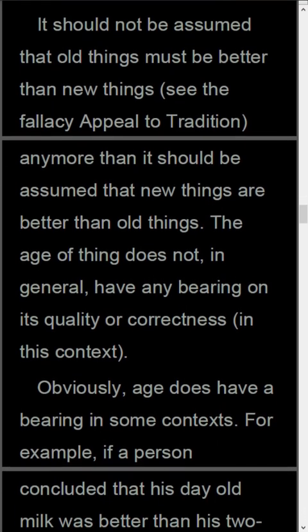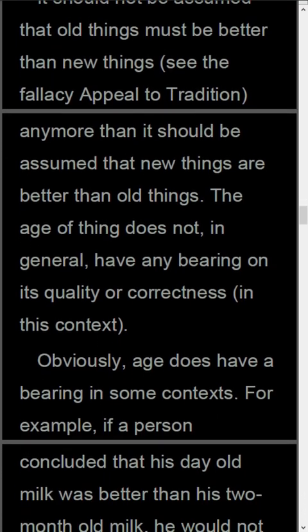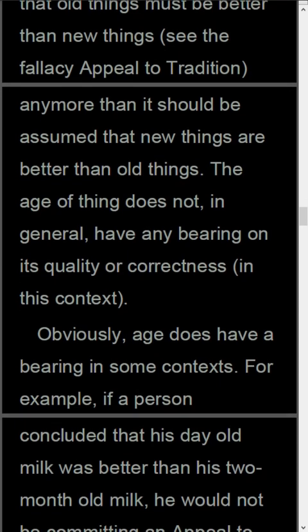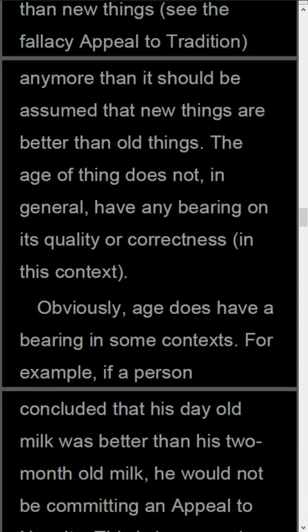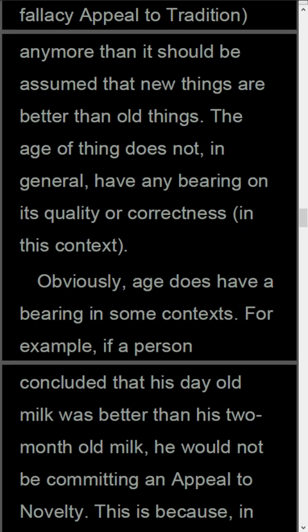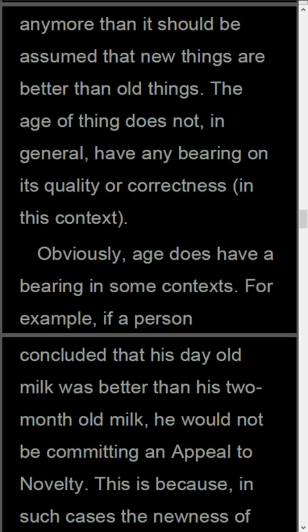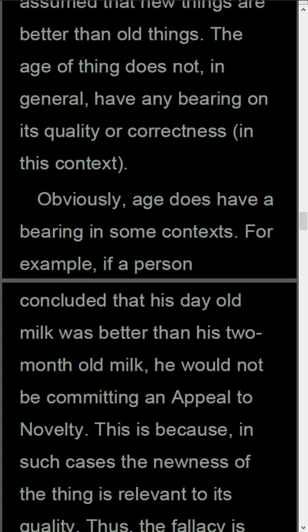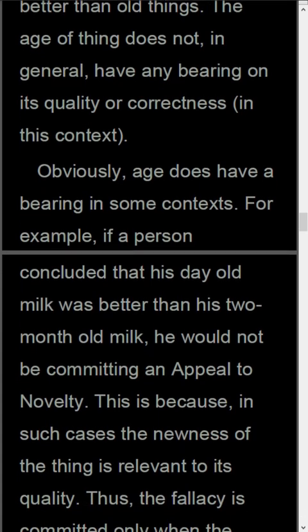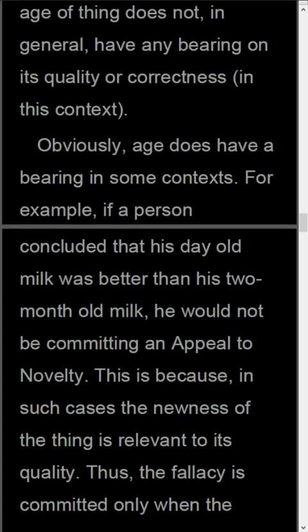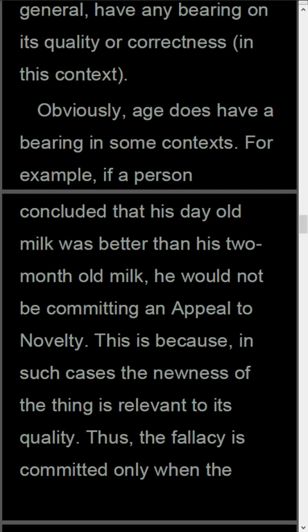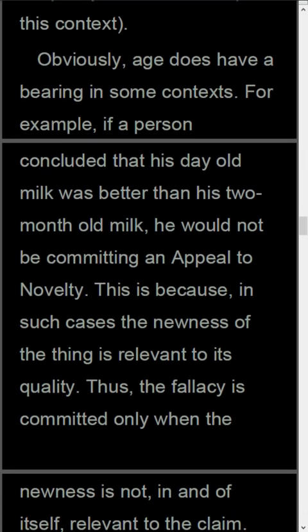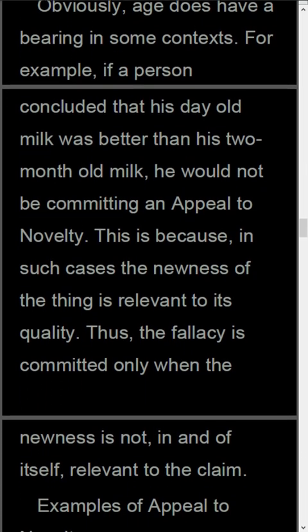Of course, age does have a bearing in some contexts. For example, if a person concluded that his day-old milk was better than his 2-month-old milk, he would not be committing an appeal to novelty. This is because, in such cases, the newness of the thing is relevant to its quality. Thus, the fallacy is committed only when the newness is not, in and of itself, relevant to the claim.